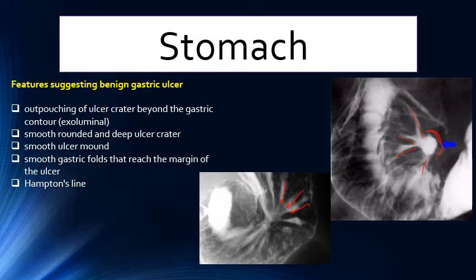We have multiple ulcer folds or gastric folds directing and reaching the part of the crater or the center of the ulcer. This is the chronic ulcer. This is the appearance of the chronic benign ulcer.